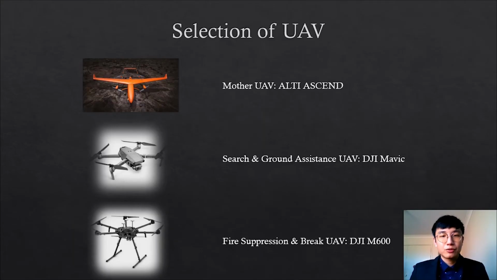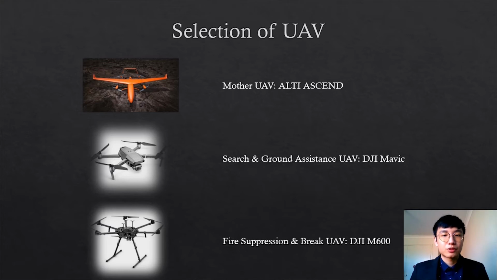Applying the performance matrix to UAV selection, three commercial drones were defined. Arcturus, a vertical takeoff and landing fixed-wing UAV equipped with optional cameras, was selected as the mother drone and mainly provides early detection over a wide range. It's able to cover 450 kilometers and fly over 6 hours consistently.